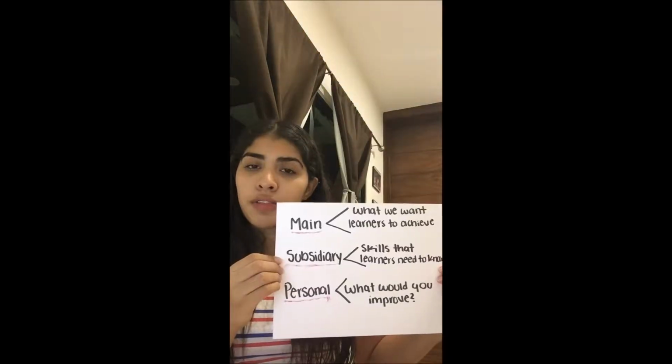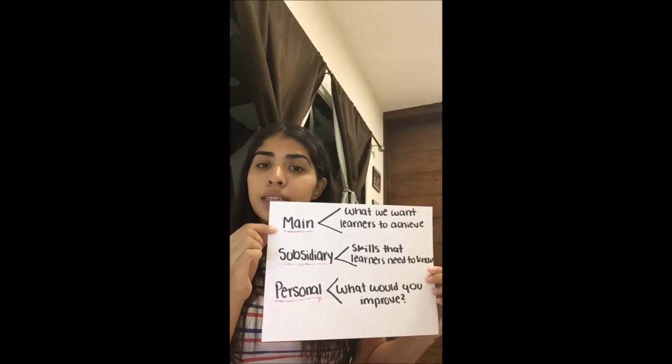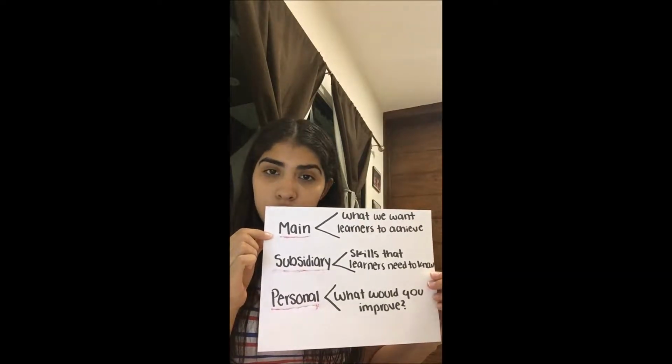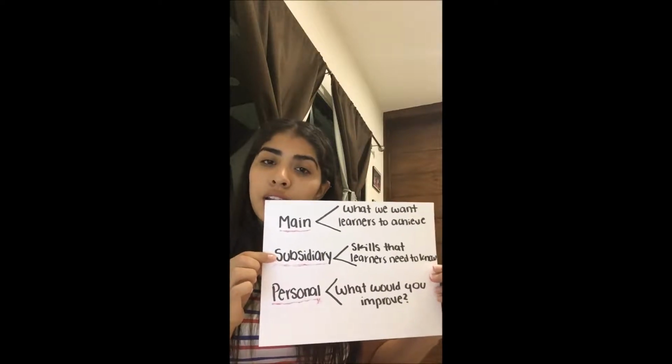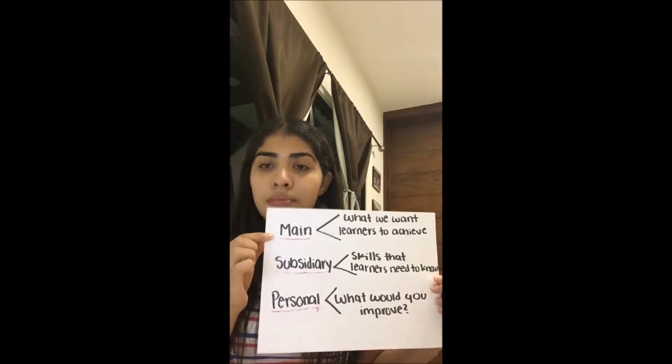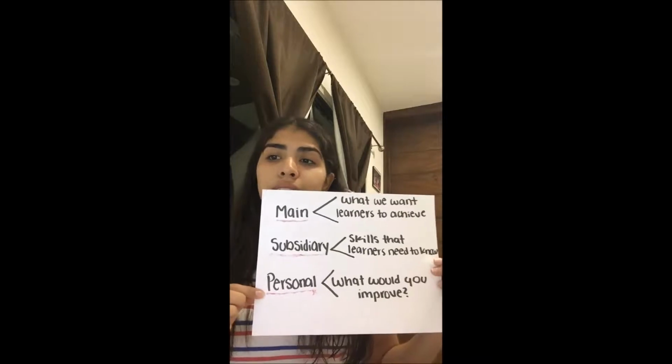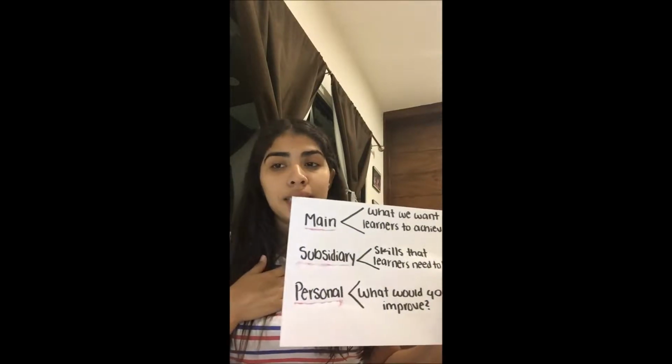They describe what we want the learners to learn at the end of a class. So to identify the most appropriate aims, we need to ask ourselves what the learners already know and what they need to know at the end of the lesson. Three types of aims are the main aim, that is the most important thing we want the learners to achieve, the subsidiary aims, that are the skills that the learners require to achieve the main aim, and the personal aims, that is about what we would like to improve as a teacher.